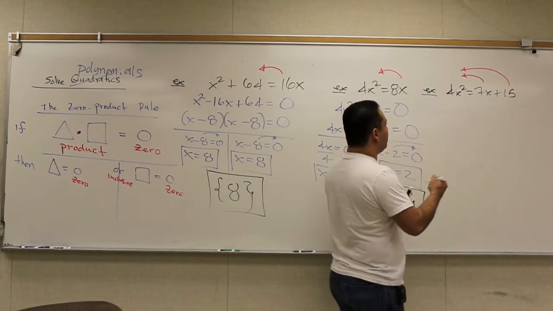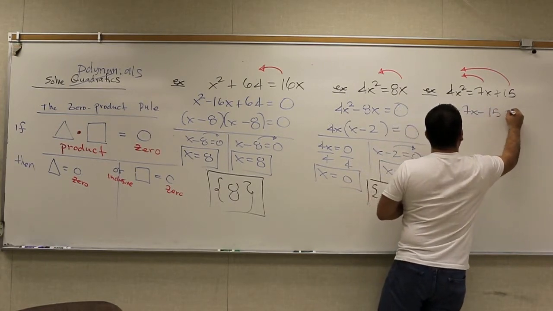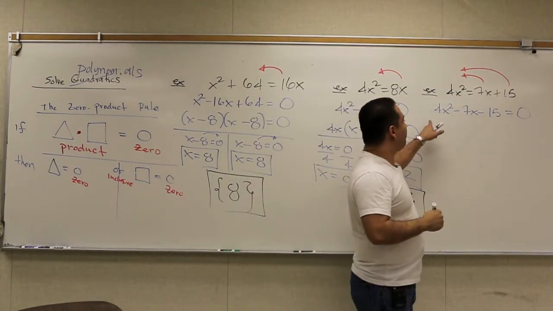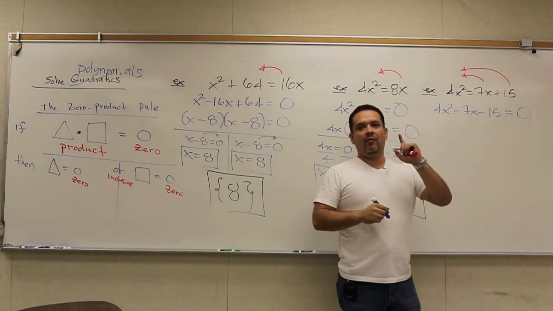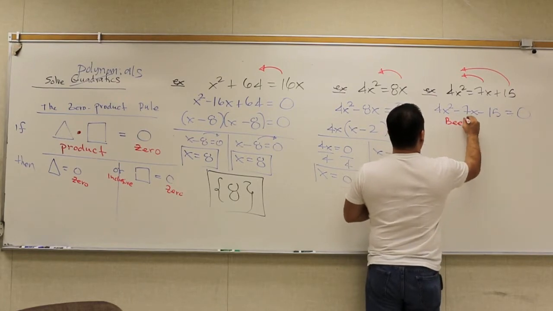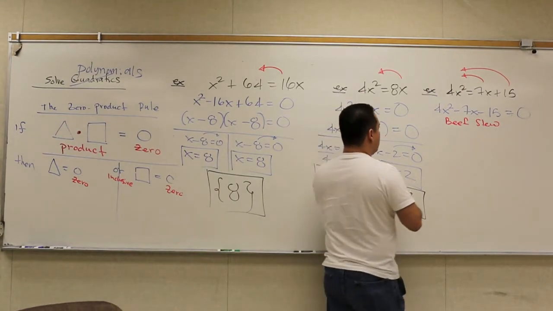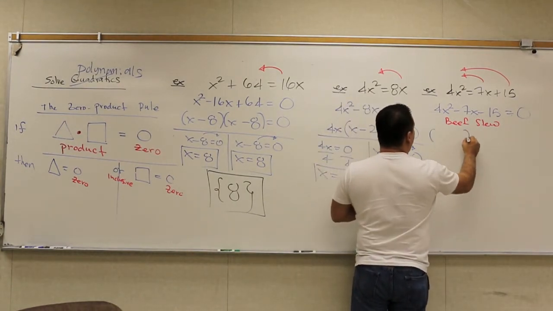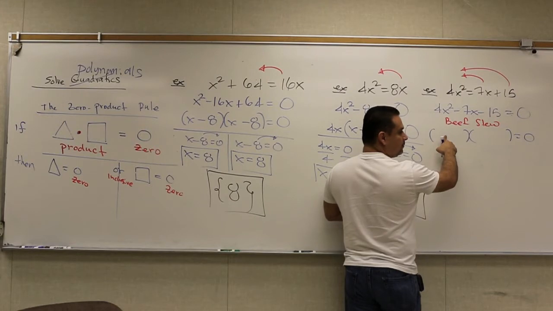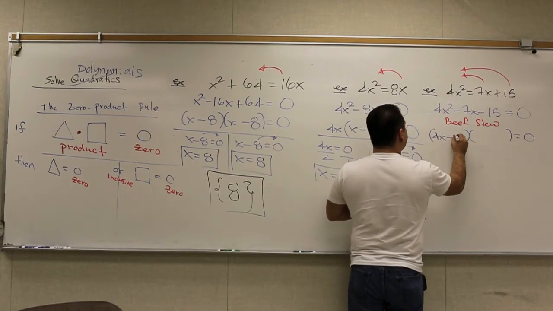All right, here we go. The next one. 4x squared minus 7x minus 15 equals 0. Take out the greatest common factor. 4, 7, 15. What's your greatest common factor? 1. So this is a what situation? This is beef stew. Okay, what did you guys get when you factored this by beef stew? What did you get? 4x minus 5, and then what?